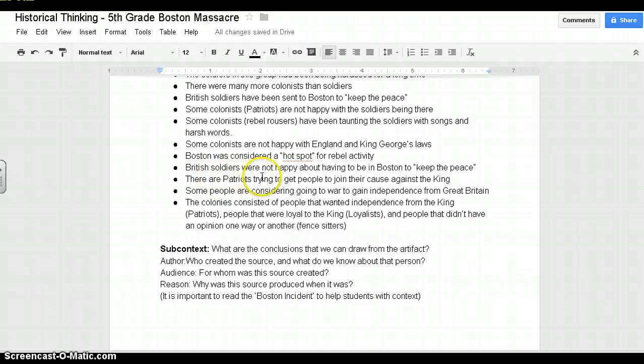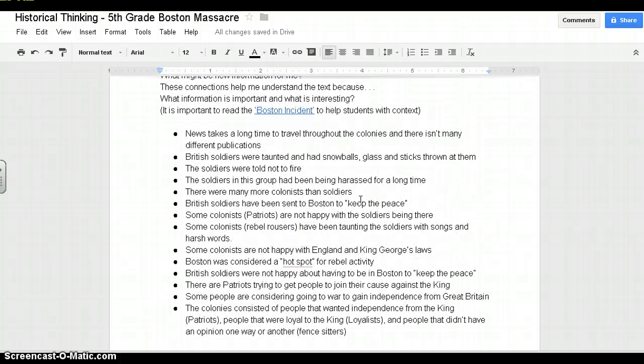There are patriots trying to get people to join their cause, and some people are considering going to war to gain independence from Great Britain. And then also knowing that there are patriots, loyalists, and fence-sitters, and what their roles are in all of this helps with the context. Now students might come up with a lot more information than this about what's going on in the time.